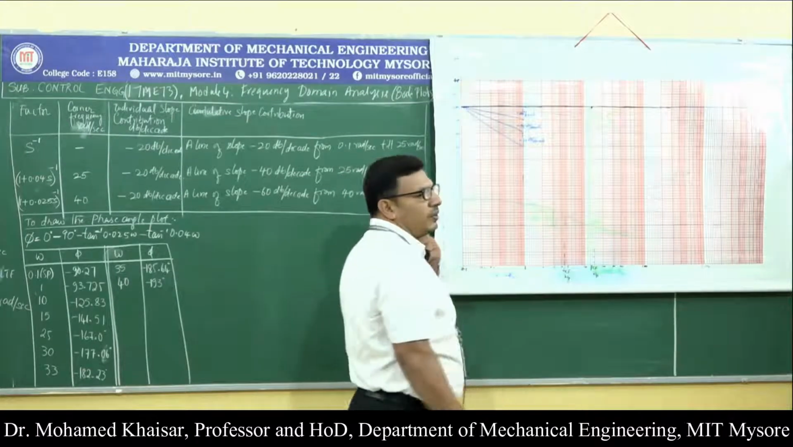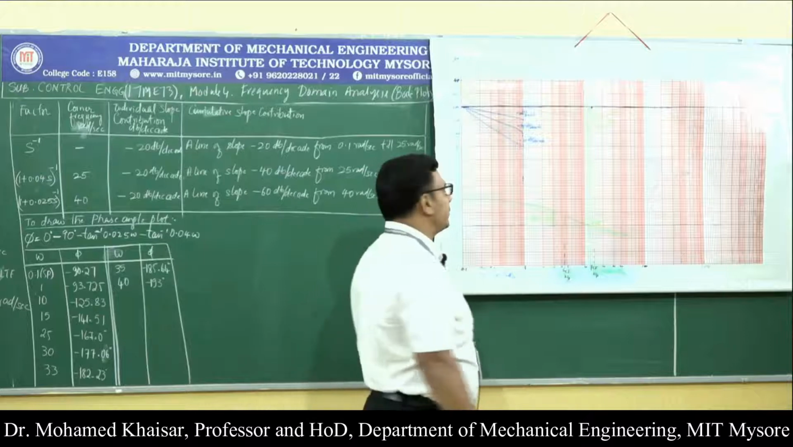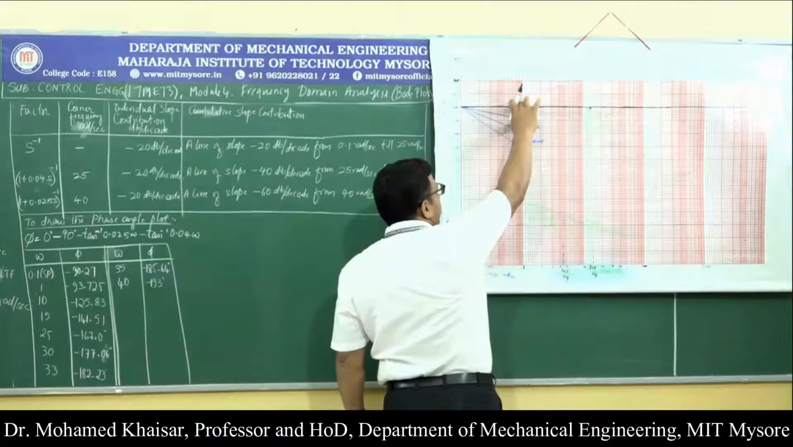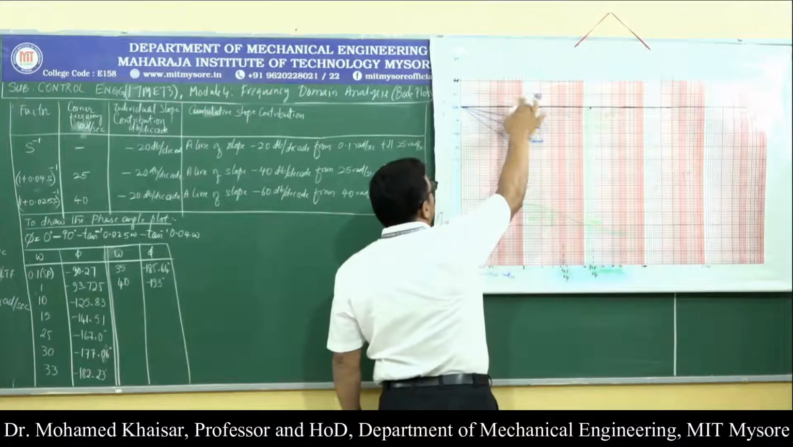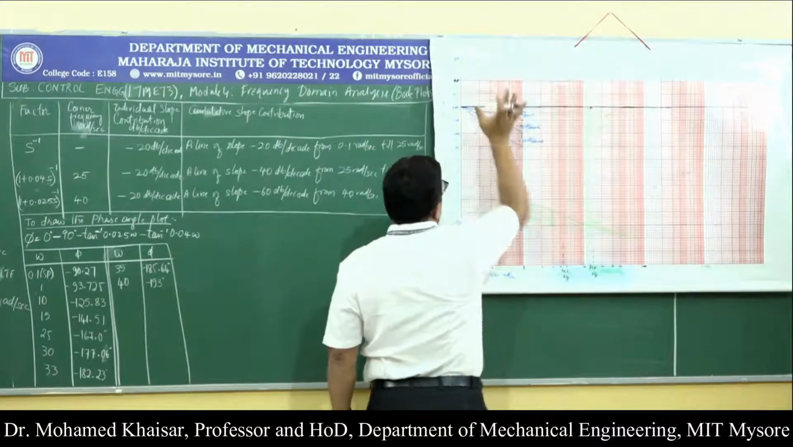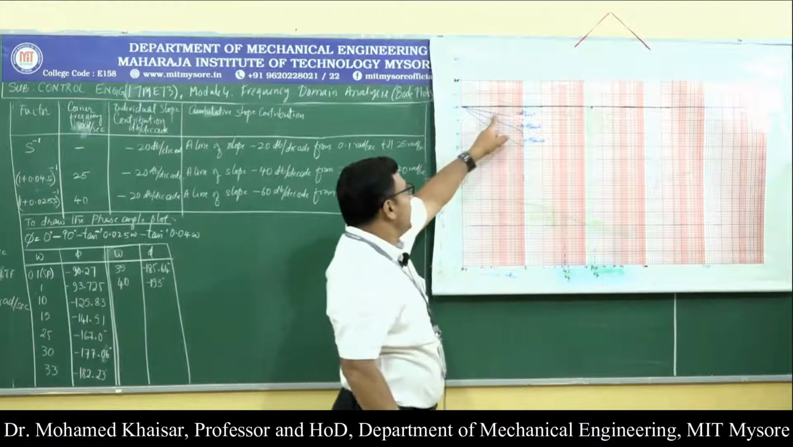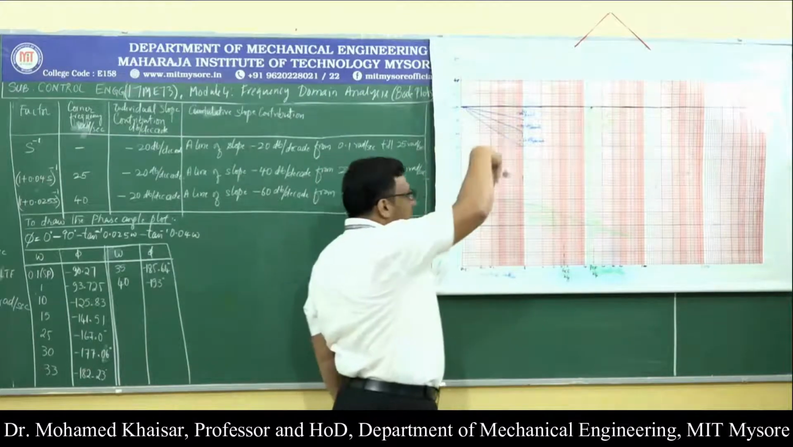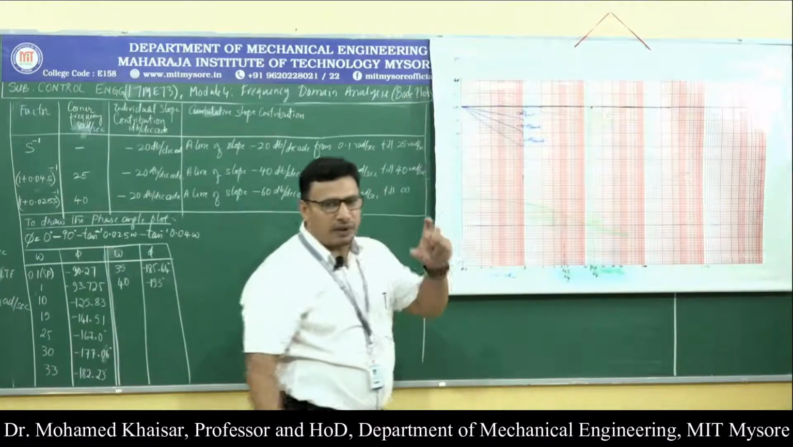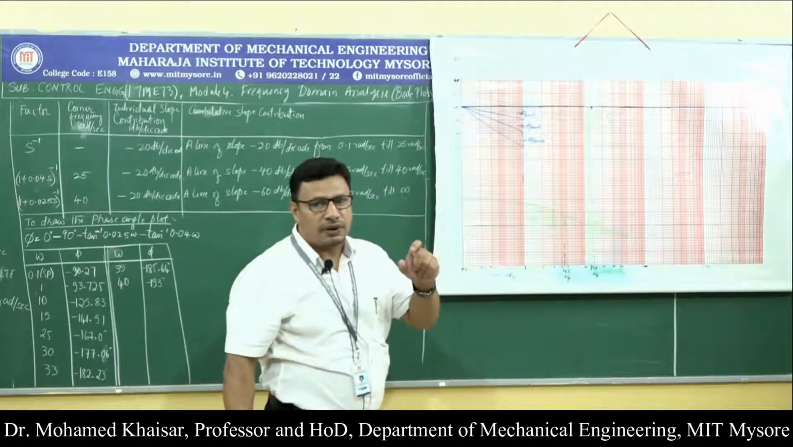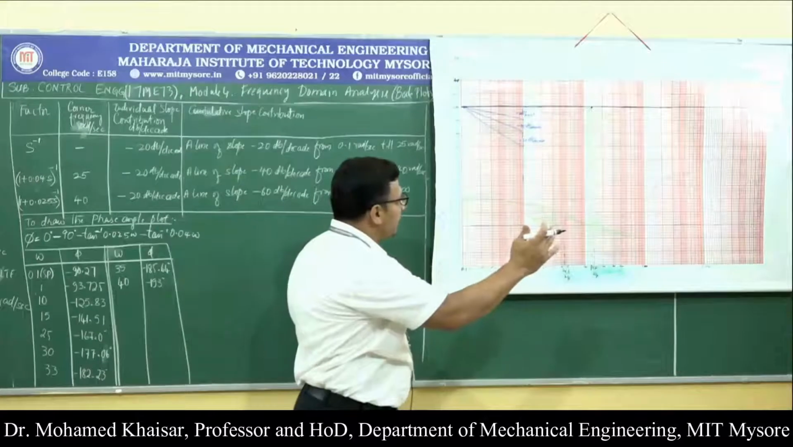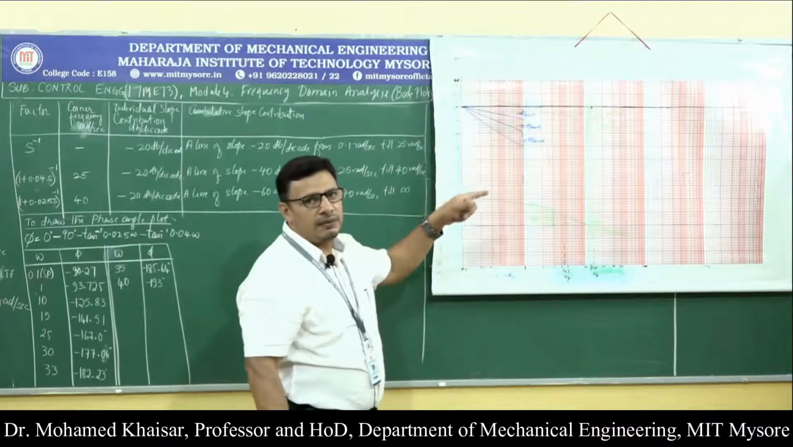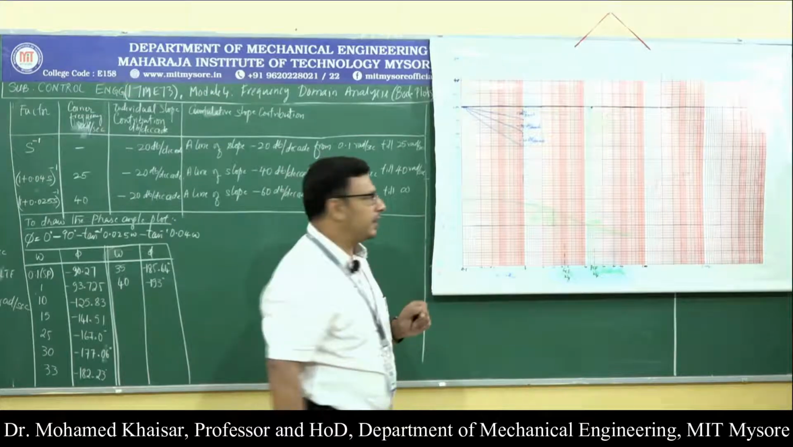If you draw a line of slope minus 20 decibels per decade, it means on the downside it should measure 20 decibels, and along the x-axis it should be 1 decade. Then it becomes a line of slope minus 20 decibels per decade. If along the y-axis on the downside it measures 40 decibels, and the span along the x-axis is 1 decade, then the line will have a slope of minus 40 decibels per decade.